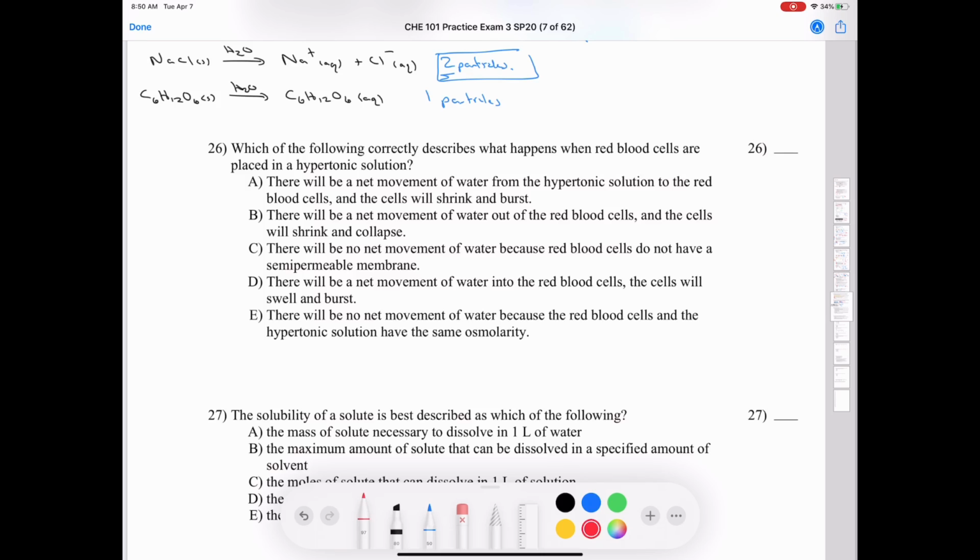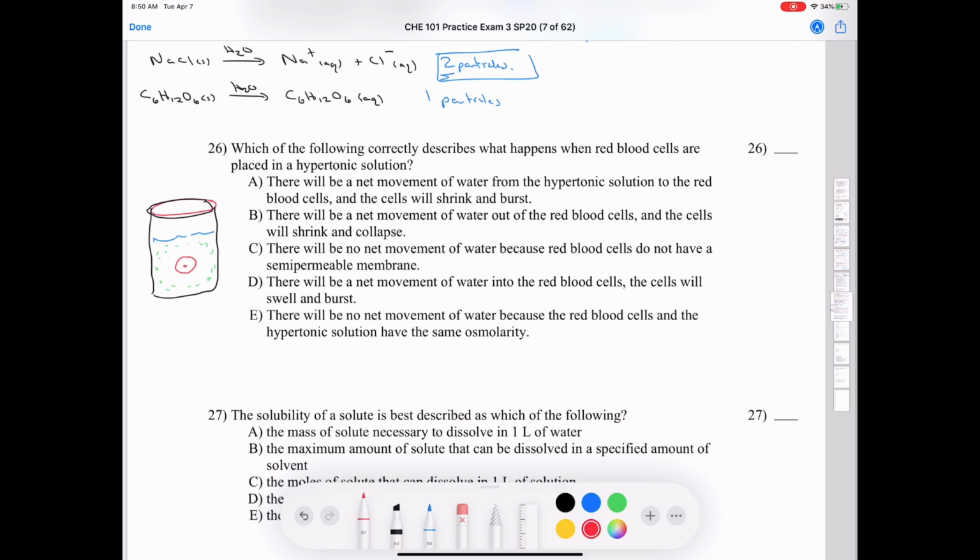Number 26, which of the following correctly describes what happens when red blood cells are placed in a hypertonic solution? So if I think about a hypertonic solution, so if I have some kind of vessel like this, and let's say it's got some water in it or something, right? But it's a hypertonic solution, so that means it's got a lot of particles, right? And then I have my red blood cell in the middle. So here's my red blood cell.